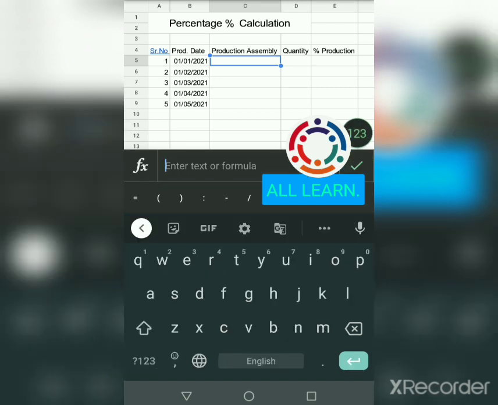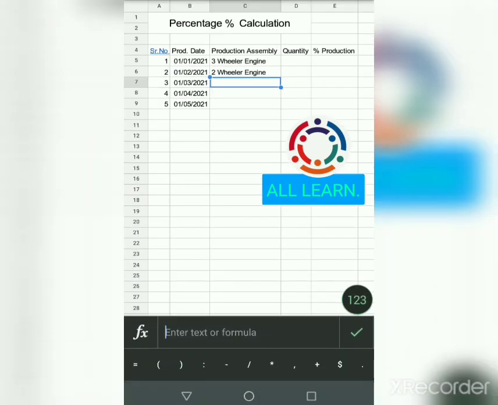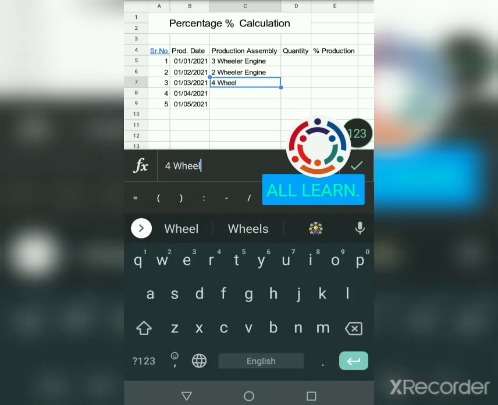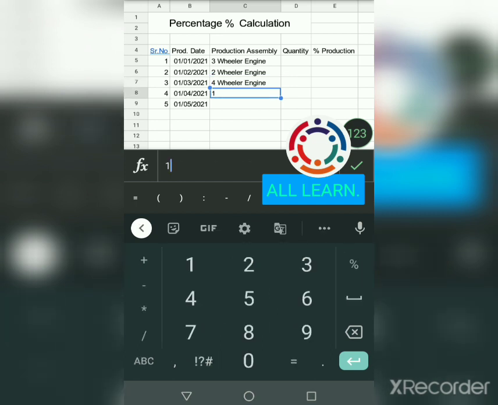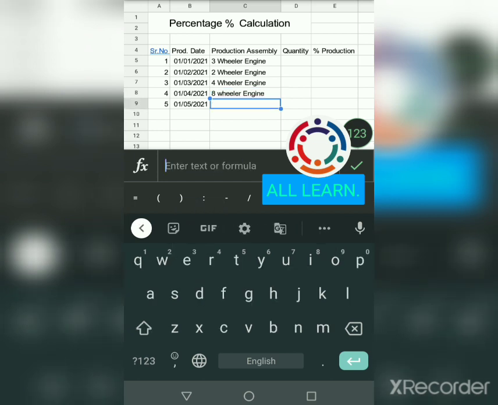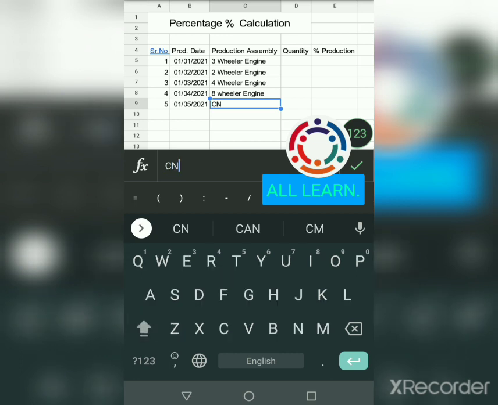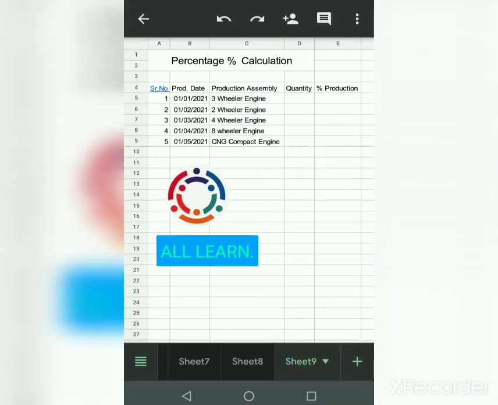Production assembly. Three-wheeler engine. Two-wheeler engine. Four-wheeler engine. Eight-wheeler. And after that, CNG compact engine. Okay, done. We have to calculate total production percentage.